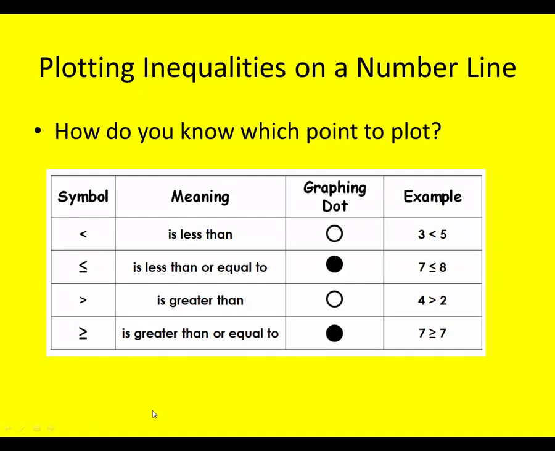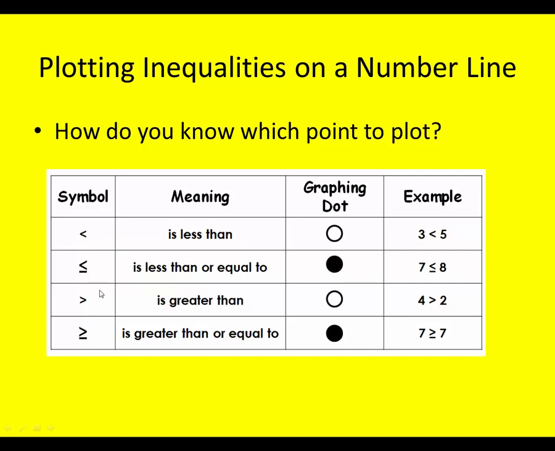So plotting inequalities on a number line, how do you do it? How do you know which point to plot? Which way does my arrow go? So let's go ahead and start with the points on how to know which point to plot. So you see these different inequality symbols over here. We have the less than or equal to, the greater than, and then the greater than or equal to.